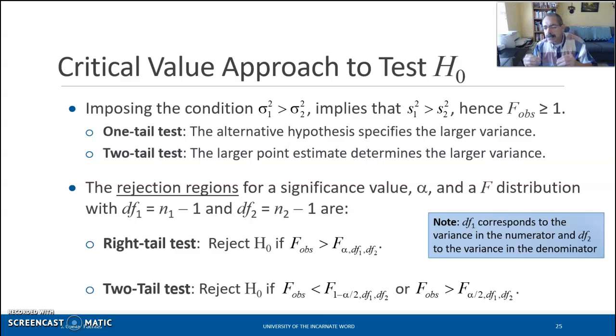If you have a two-tailed test, we don't know which one is larger. So we're going to look at the point estimate, the variance from the sample, and the larger estimate is going to go in the numerator and the smallest estimate in the denominator, so that we maintain this idea that the F statistic is larger than 1. And that will force us to look at the rejection regions and always to look at the right side of the distribution. And again, this is because we're using Table 7.